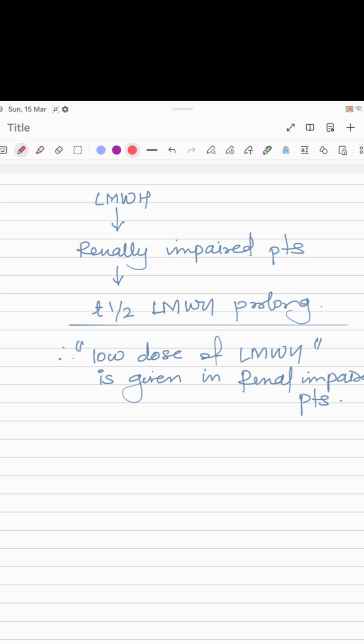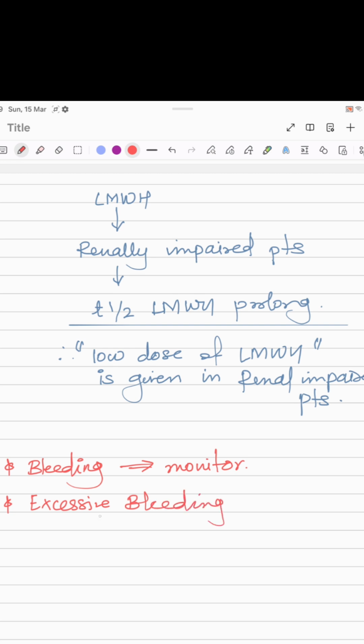After that, we will see the adverse effects. The adverse effect of heparin and LMWH is bleeding. Bleeding is a major side effect, so monitoring is required. We should always monitor a patient who is on an anticoagulant for bleeding. If there is excessive bleeding, what will be the step? Discontinue the drug.